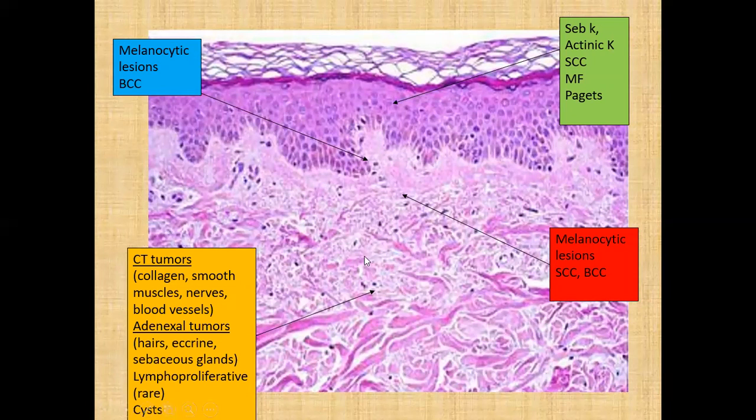Then most of the skin tumors, excluding the surface tumors originating from the surface keratinocytes, originate within the dermis. And these tumors include the connective tissue tumors, which are the tumors originating from the fibroblasts and smooth muscles, nerve tissue, and blood vessels. And all the adnexal tumors will be seen within the dermis. And rarely you can encounter different kinds of cysts within the dermis.